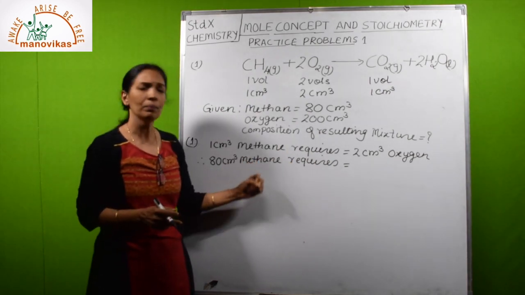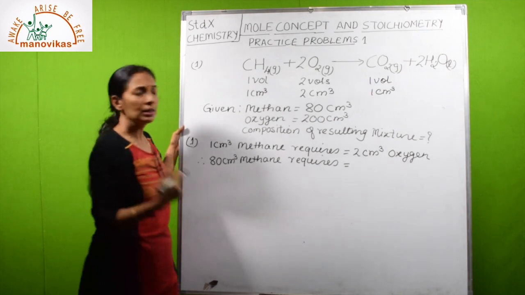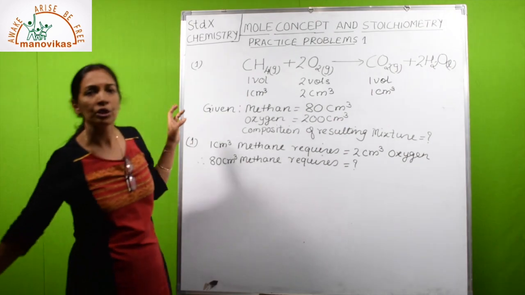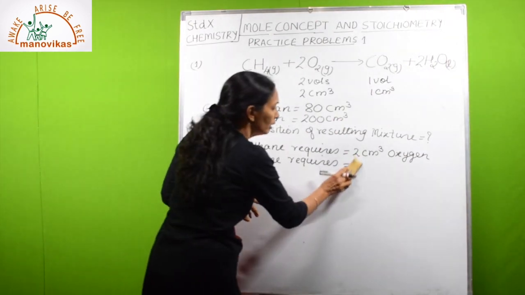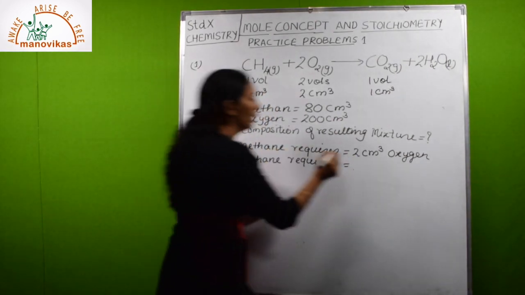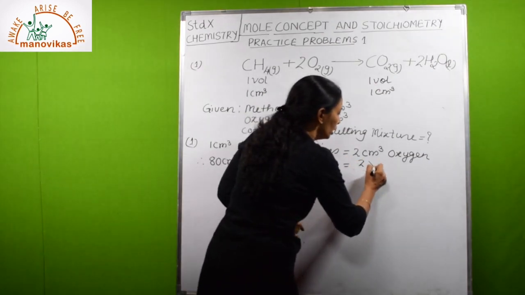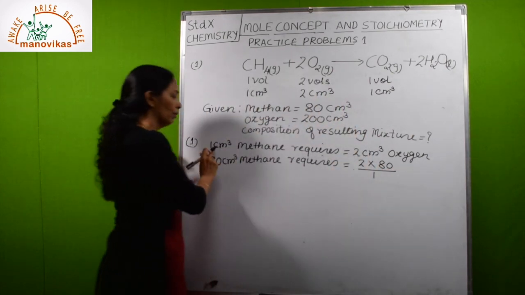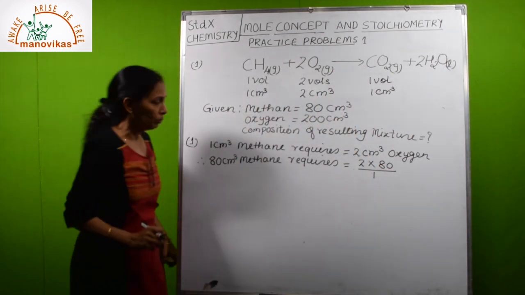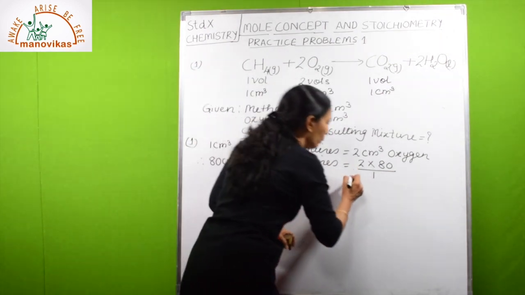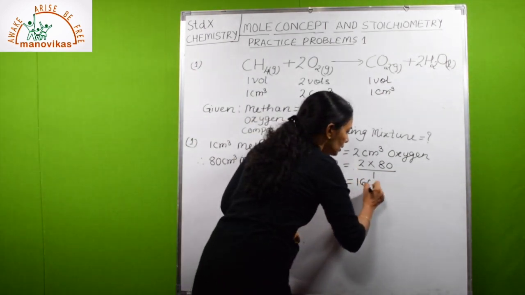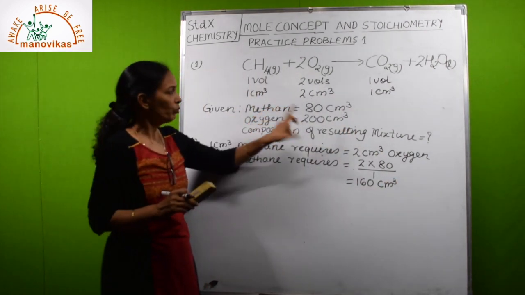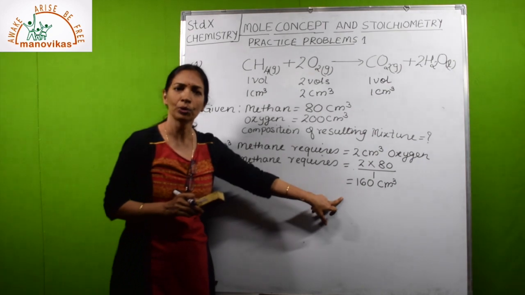That's just a simple cross multiplication. Most of the children have a habit of putting a question mark over here. You never put a question mark like that. Okay, you have to calculate over here. So, what we will do? We write 2 into 80 upon 1. This 1 will go into the denominator. So, 80 multiplied by 2 will come 160 cubic centimeter. So, 1 double, so 80 double is 160 cubic centimeter.